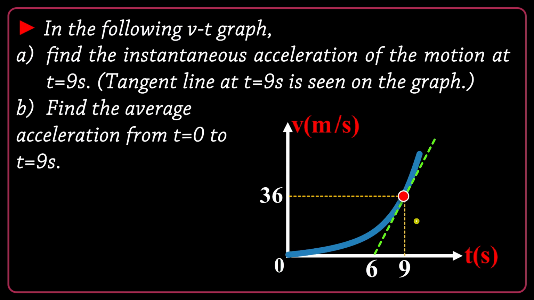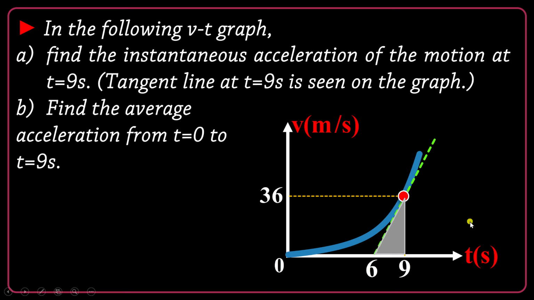Let's continue. Look at the following VT graph. It's a very interesting example. Find the instantaneous acceleration of the motion at t equals 9. The tangent line at t equals 9 is seen on the graph. This dashed green line indicates the tangent line on the velocity. The slope of the velocity-time graph is exactly the slope of this tangent line. What should I do here? I should use this triangle here because I have an auxiliary point like 6 to help me find the slope. So I establish a triangle here.